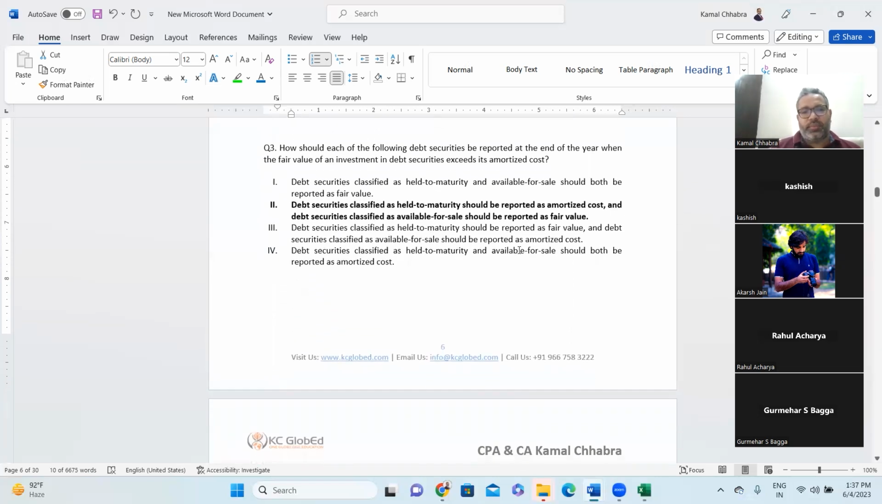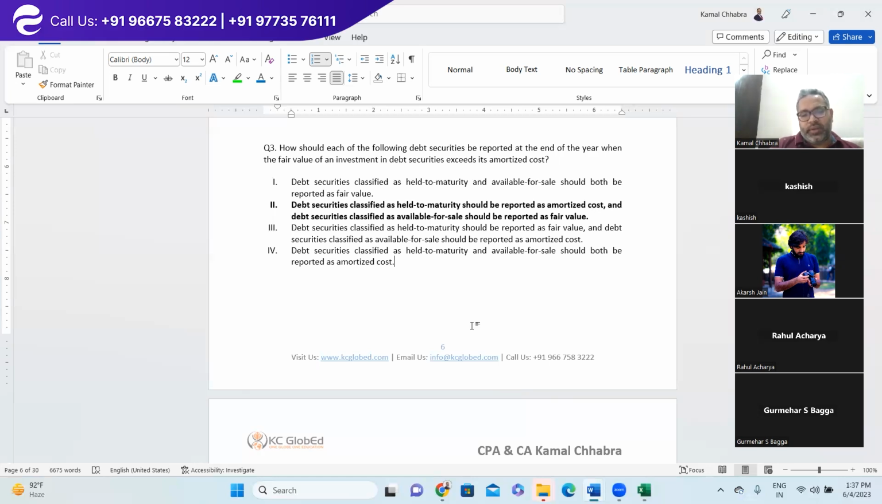Cool. Third question. How should each of the following debt securities be reported at the end of the year when the fair value of an investment in debt security exceeds its amortized cost? What is the call of the question? That means the fair value is more than the book value.